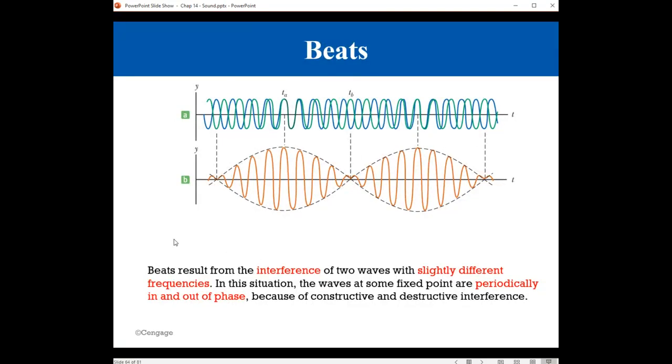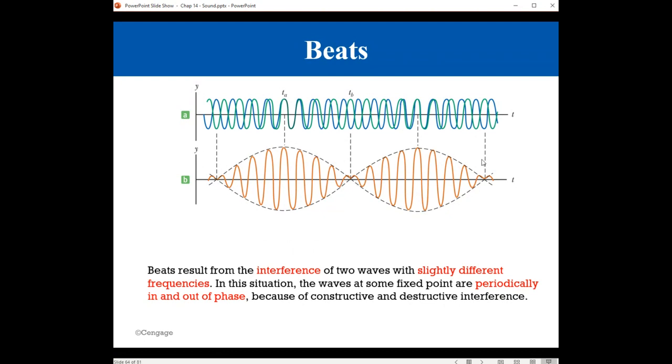Another phenomenon associated with sound waves is beats. Whenever you have two sound sources with frequencies that are near to each other, the frequencies are different but near, then you have this kind of interference pattern. At one point, you will have constructive interference. At another point, you will have out of phase destructive interference. Then at a third point, constructive interference, and so on and so forth. So we have this pattern.